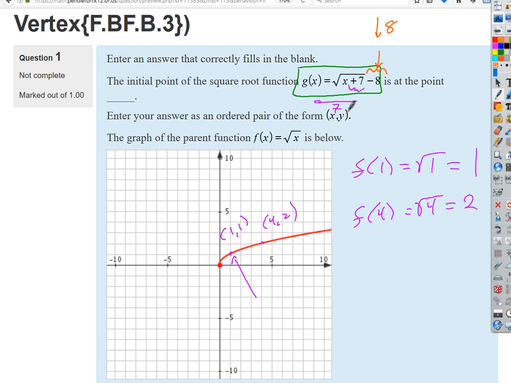It started at the origin, but for g of x, you just told me the two things I'm going to do to the whole function. I'm going to take the whole function and go down 8 and left 7. What about this starting point? Where would it end up then? What would the coordinates be? Down 8 and left 7.